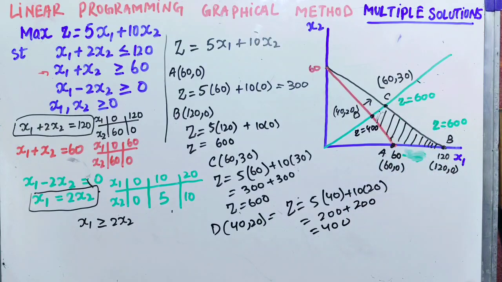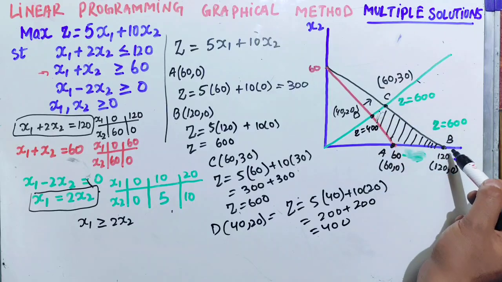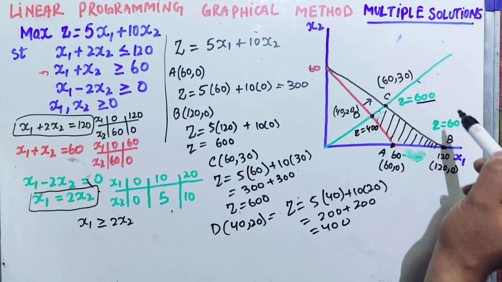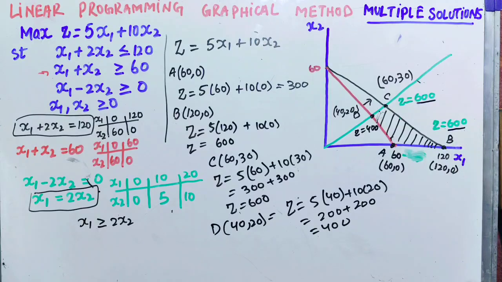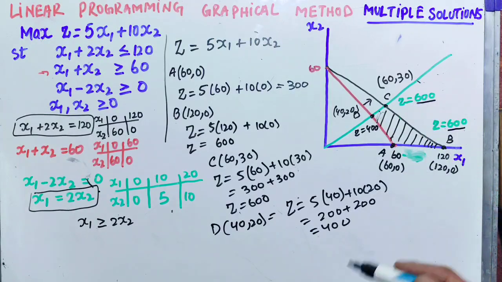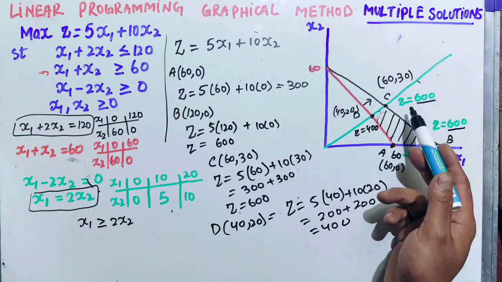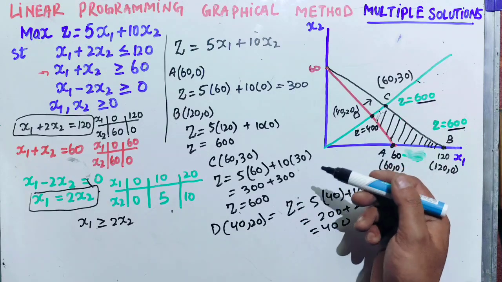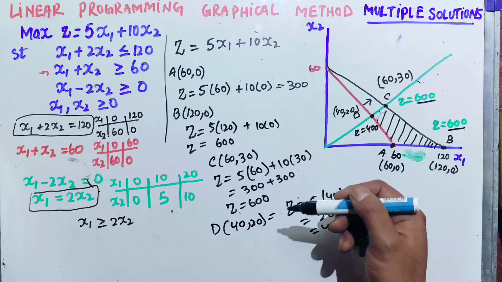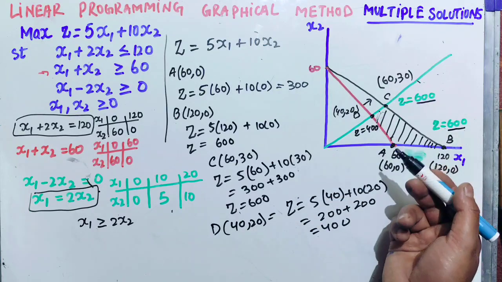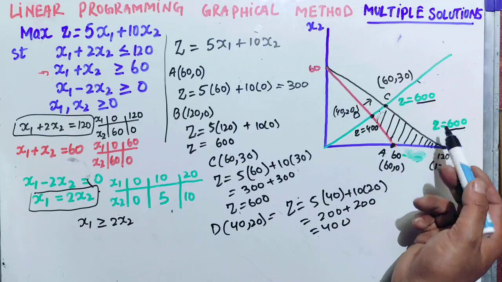Obviously you can see at point C and at point B we get z is equal to 600 and 600. So we got two optimal solutions, or we got the optimal solutions. In this case we did not get a unique solution, only one solution. Here we got two solutions.